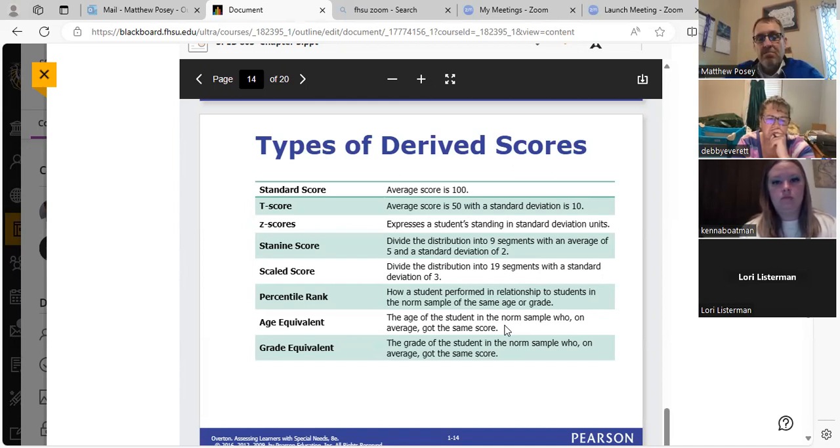Percentile rank. Okay. So, Kenneth, let's say I tested you and you scored at the 52nd percentile. You scored better than or greater than 52% of the students in the norm group that's of the same age or same grade level. So, the 52nd percentile or the 60th percentile rank.